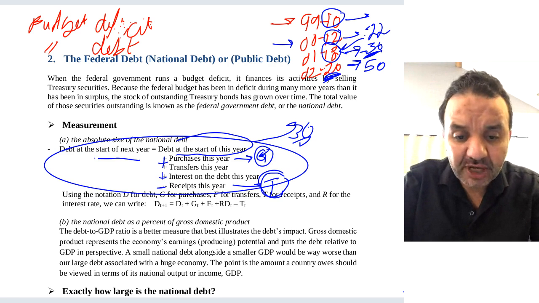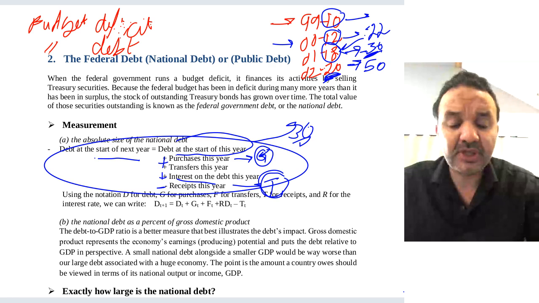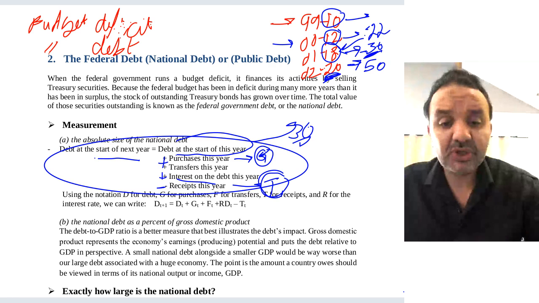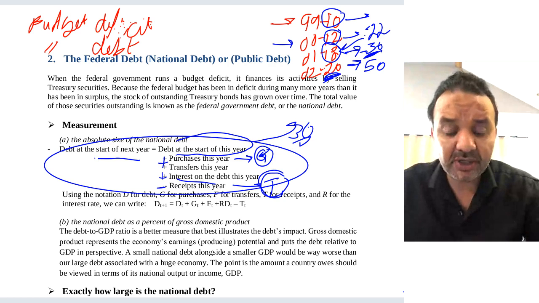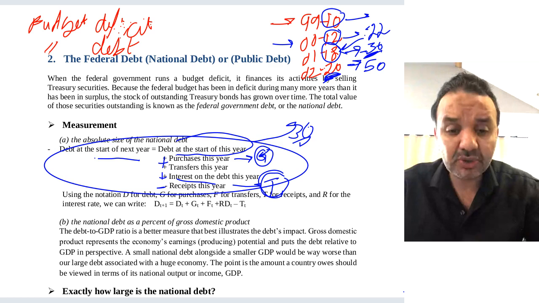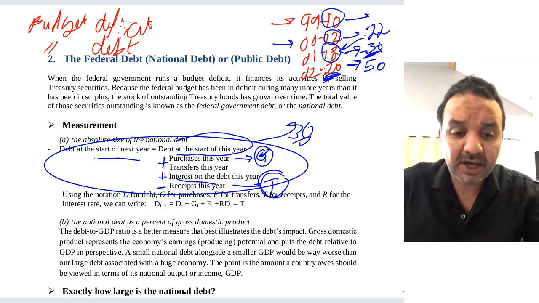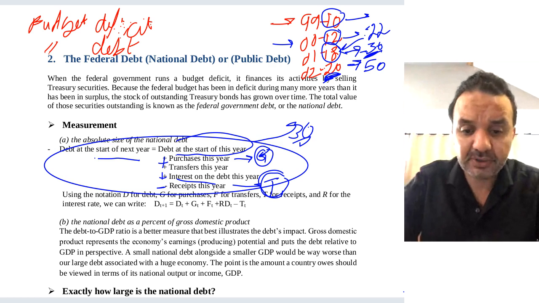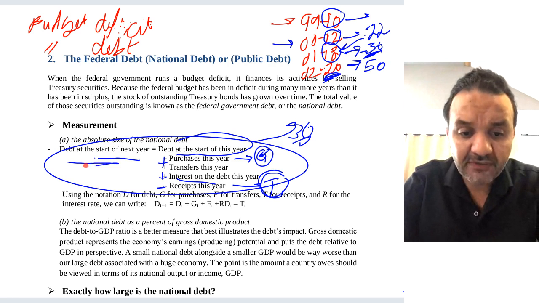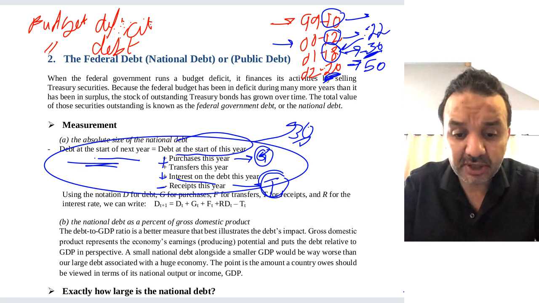And also we add the interest on debt, because of the accumulated debt from the previous years, so the government has to pay interest on such debt. So interest is going to be part of the expenses, so that's why it has to be added as one of the expenses for the current year. Okay, so this is the formula to find out the debt.